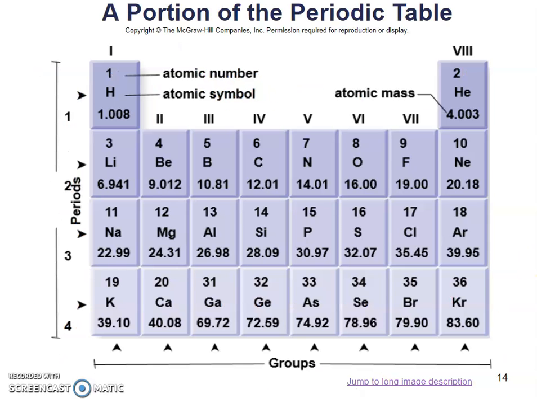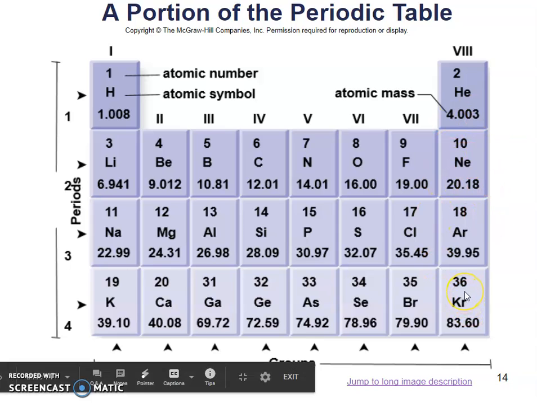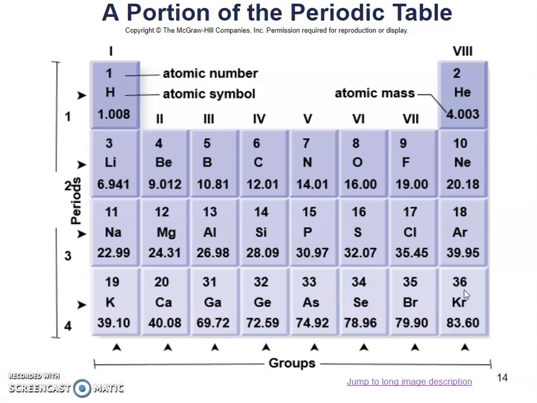Here is a small portion of the periodic table. You'll notice that the transition metals have been taken out of the middle, as well as the lanthanides and the actinides. So these are just the first 36 with the transition metals taken out.